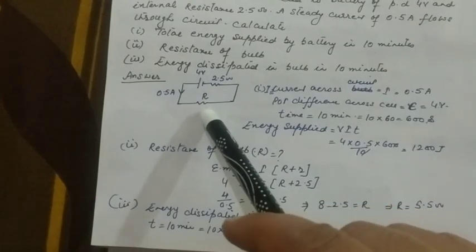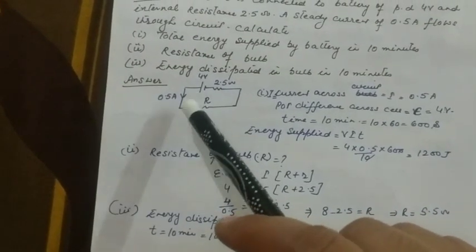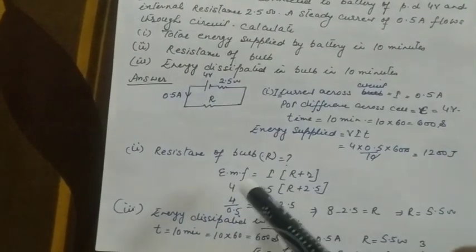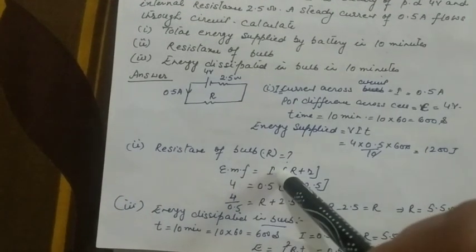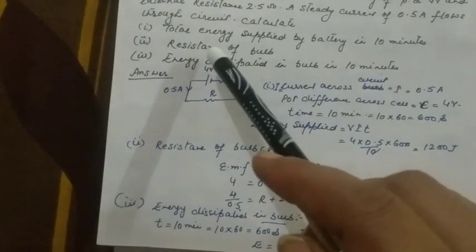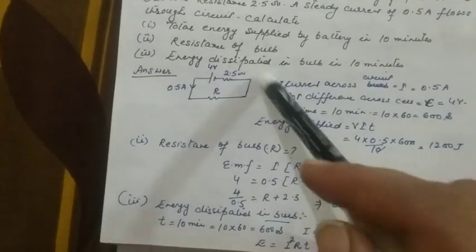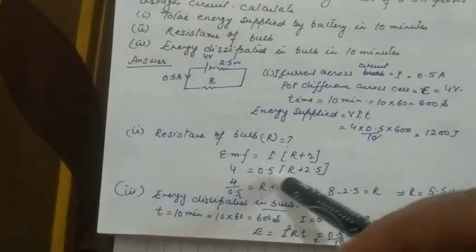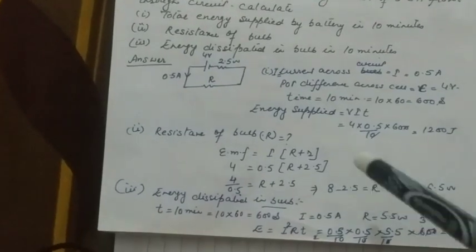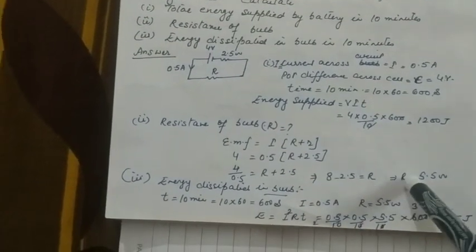Second, the resistance of the bulb is required. So we know what's given here. We know the EMF is equal to current into total resistance. EMF is given 4 volt, current is given 0.5 ampere, total resistance is R plus 2.5. So using this we can easily find the resistance of the bulb.